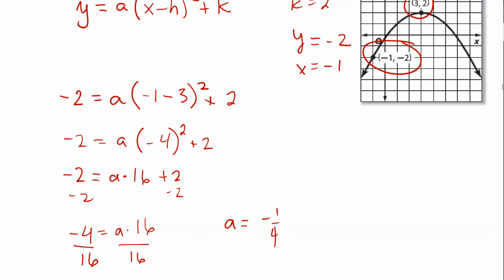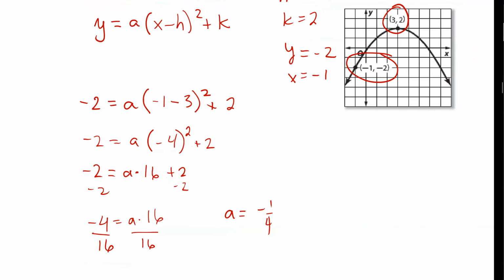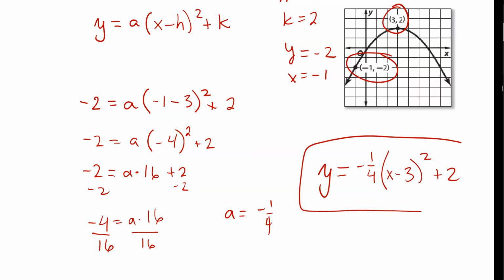So then I have A, H, and K, and I can just plug it in. Is it just asking what A is? Nope, I'm wanting the equation in vertex form. So I have to write the equation in vertex form. In order to do that, I have to solve for A. So I have Y equals -1/4 (X minus 3) squared plus 2. This is the answer.